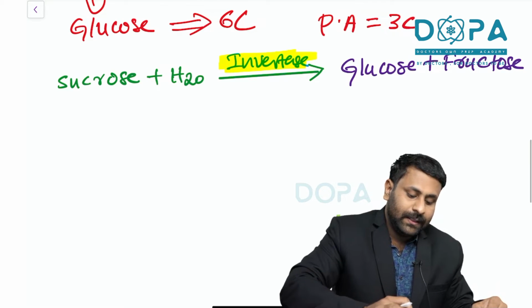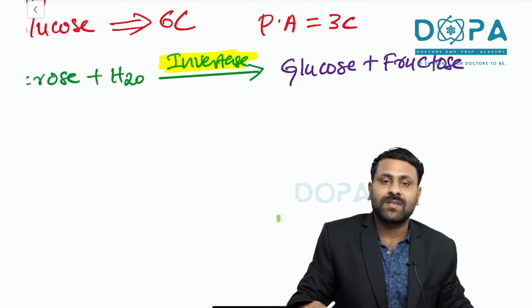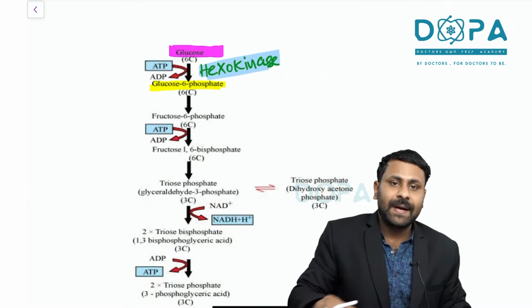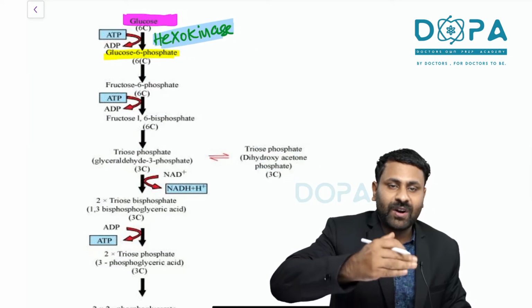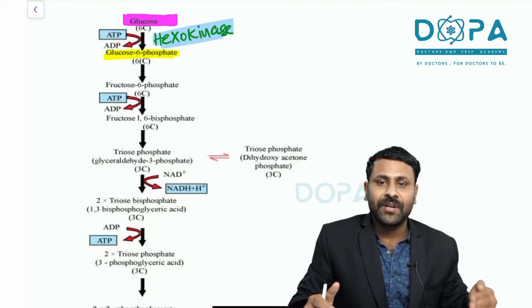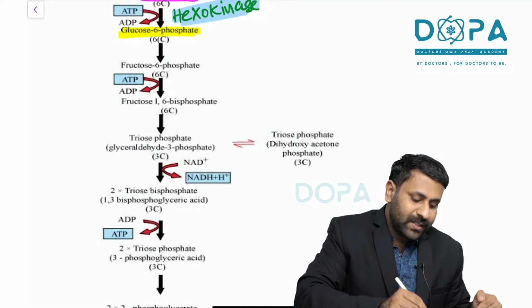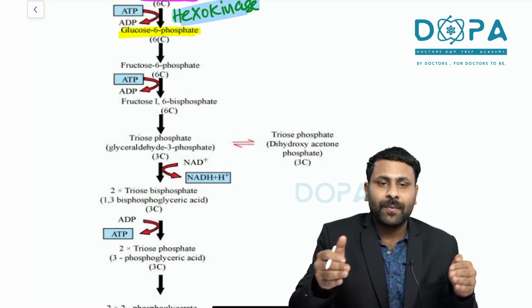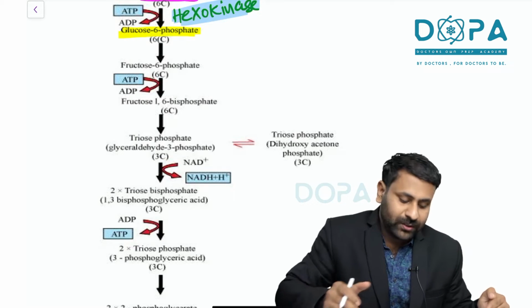Sucrose is converted into 2 monosaccharides, glucose and fructose, in the presence of enzyme invertase. Then glycolysis starts. During the first step, glucose combines with ATP, that means ATP provides one phosphate group to glucose and it will convert into glucose 6-phosphate in the presence of the enzyme hexokinase. During the second step, glucose 6-phosphate is isomerized. We already said that glucose is an isomeric form of fructose. Then glucose 6-phosphate is isomerized to form fructose 6-phosphate.